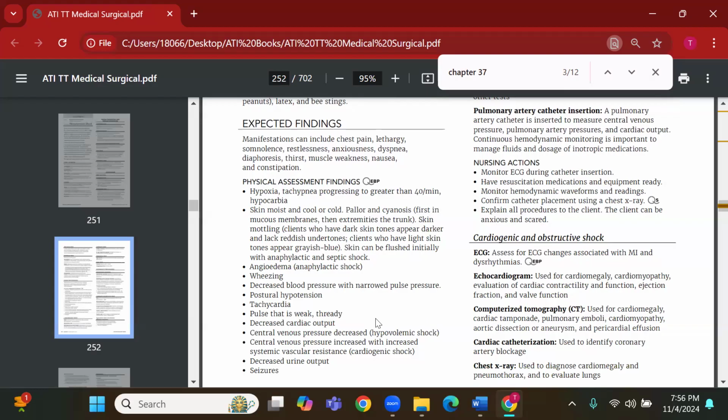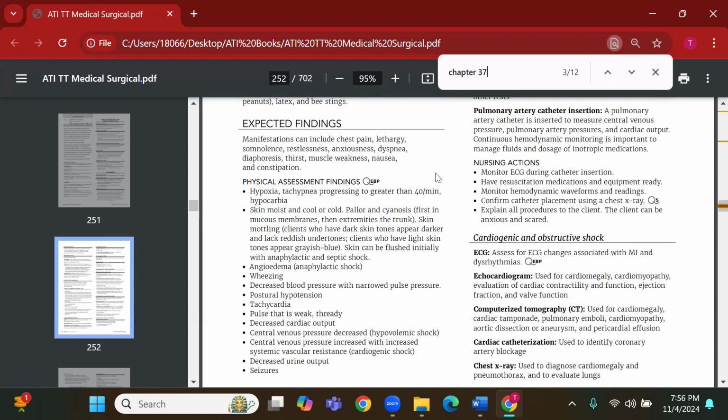Now, I really want to point some things out. I really want to ask you some questions, and I might in a minute here pause it. But I want to say, what would you expect to see if your patient was going into anaphylactic shock or septic shock? Look, chest pain. I wonder why chest pain. Here's why. It tightens the chest, right? Lethargy, somnolence, restlessness. What did I say? Restlessness meant not getting enough oxygen to the organs. Anxiousness, shortness of breath, maybe sweating, thirst, muscle weakness, nausea, and constipation.